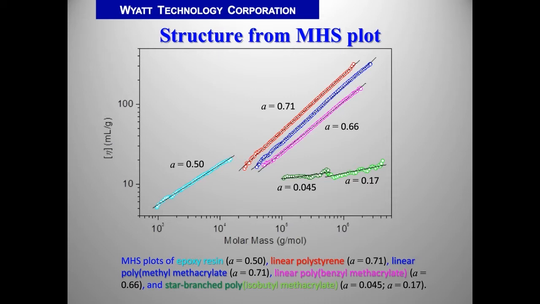That means that these molecules have a very compact sphere-like structure, and indeed these polymers were prepared by group transfer polymerization. They were prepared as star branched polymers with a very high number of arms, and as you see, mass and online viscometry really proved this structure.